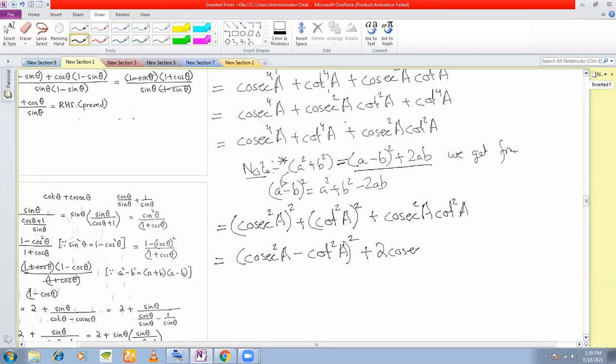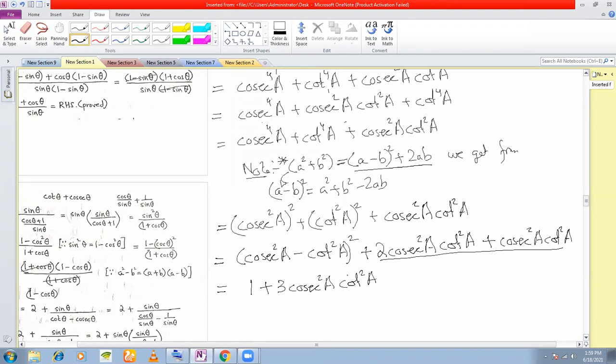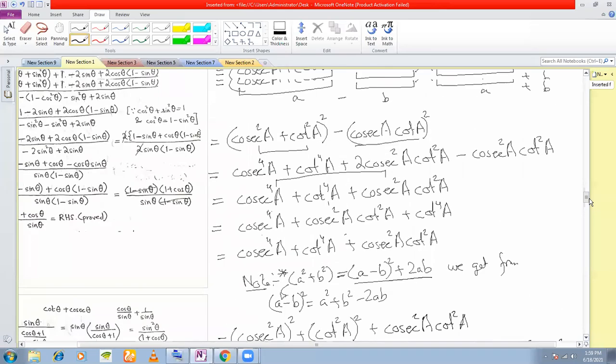So this is a minus b whole square plus 2ab, 2 cosec square a cot square a, plus cosec square a cot square a. Now cosec square minus cot square is 1. And these two, if you add up, you will get 3 cosec square a cot square a. Okay. So that is what our right hand side was. And that is proved.